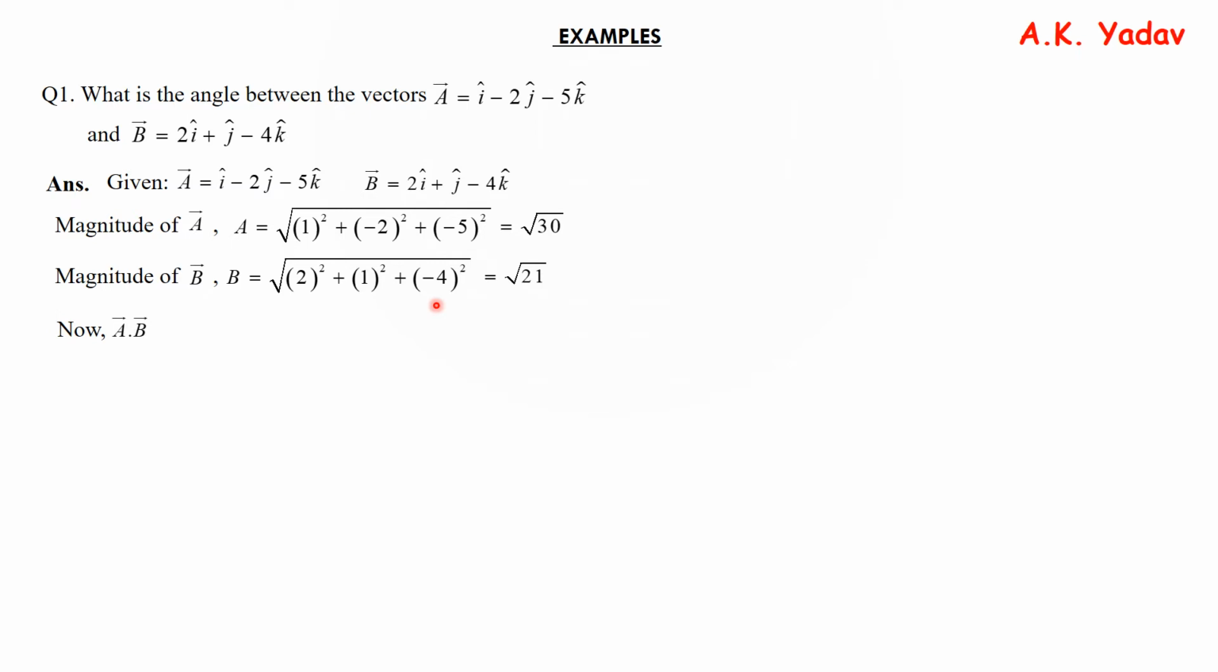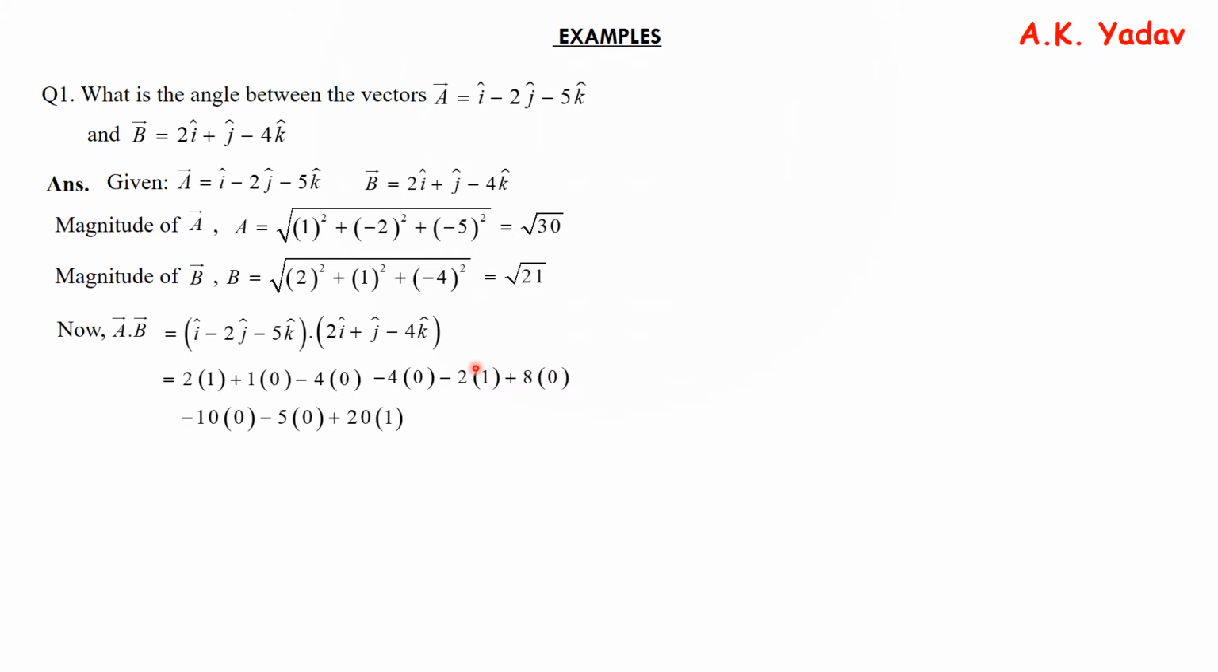Now let us find a dot b, which is equal to vector a, that is i cap minus 2j cap minus 5k cap dot 2i cap plus j cap minus 4k cap. Now all the values are multiplied, that is i is multiplied with the whole term, then 2j is multiplied with the whole term, and then minus of 5k is multiplied with the whole term. Remember, i dot i is 1, rest 2 will be 0. Similarly, j dot j is 1, rest is 0, and k dot k is 1, rest is 0. On solving, we get 2 minus 2 plus 20, that is a dot b is equal to 20.